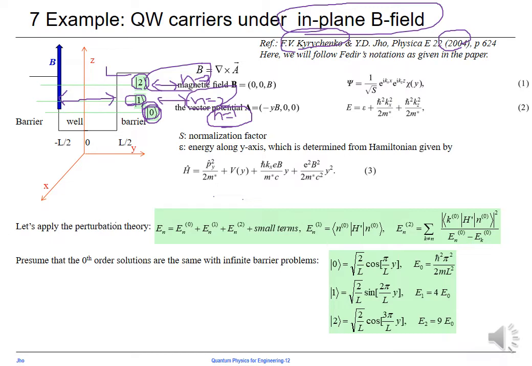We know the potential shape is symmetric here, so the wave function will have certain parity. And let's say a magnetic field is applied within the quantum layer along the z-axis.